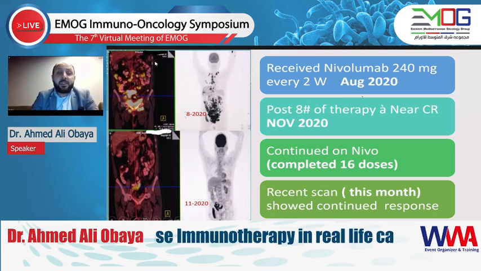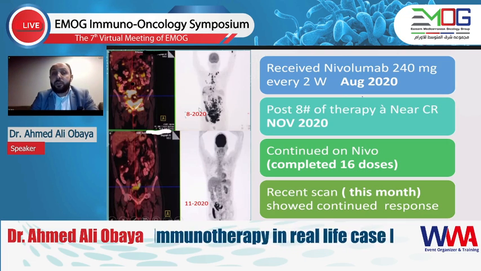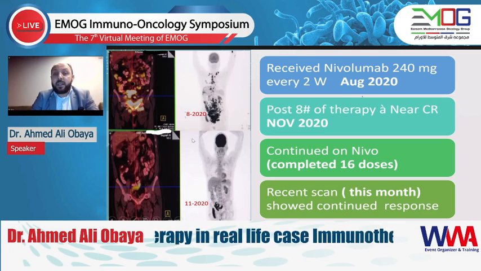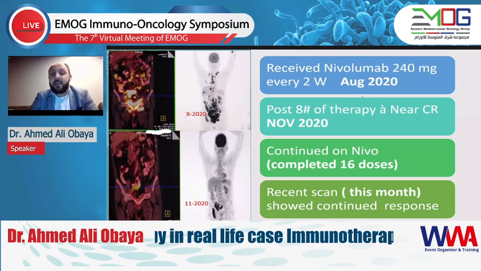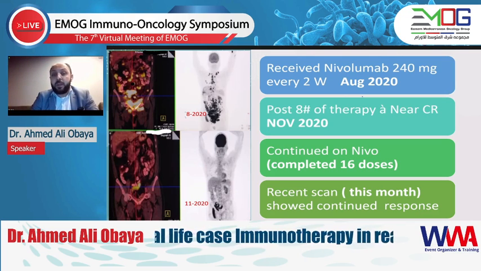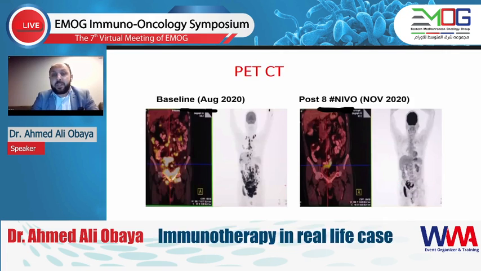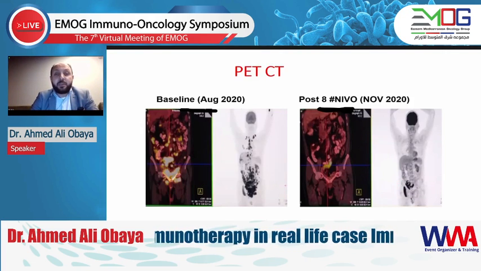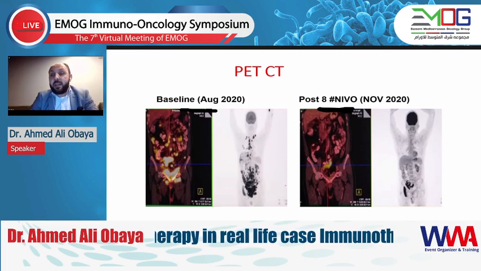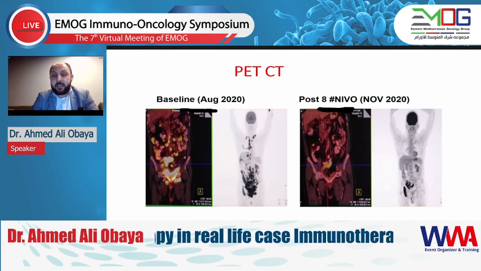This is the PET-CT at presentation, as you see, diffuse metastasis. After 8 cycles, about 4 months of therapy, the patient achieved near complete response in November 2020. The decision at this point was to continue nivolumab to complete 16 doses. The last PET-CT this month showed near complete response. This is the baseline PET-CT, and this is after 16 cycles of nivolumab till this month.